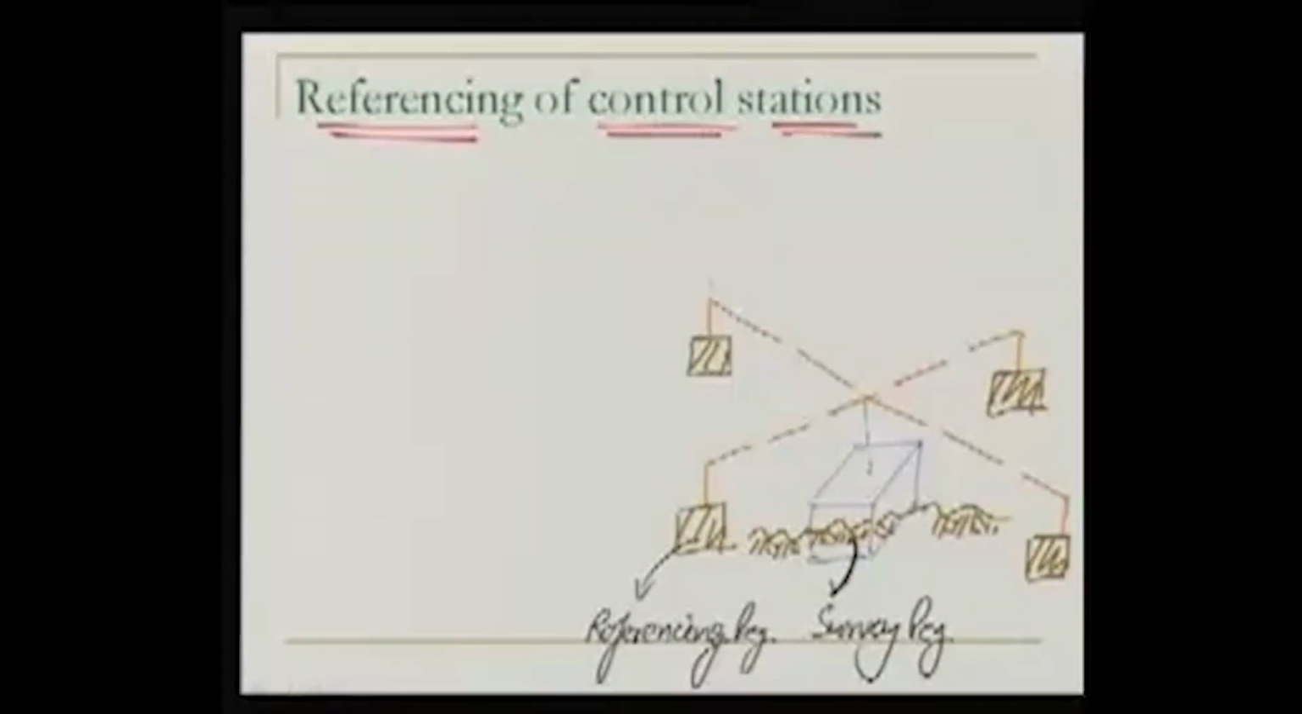So not only do we establish the control stations in the field, we also take their references. Now what is the meaning of references? Even if the station is not there, we should be able to locate the station. How can we do that? When we are establishing a station, for example here, over here a station is established.